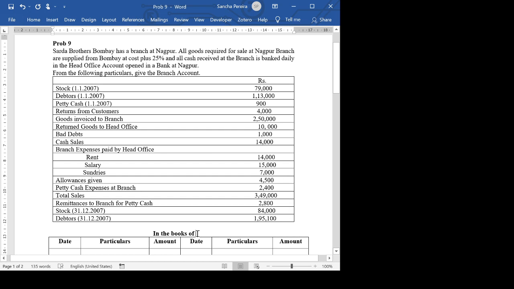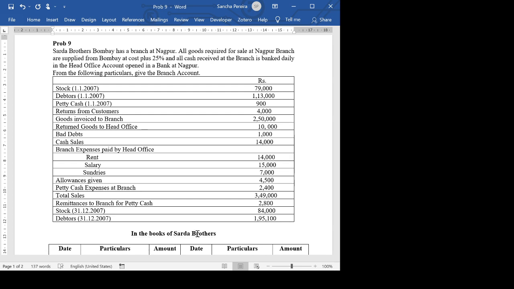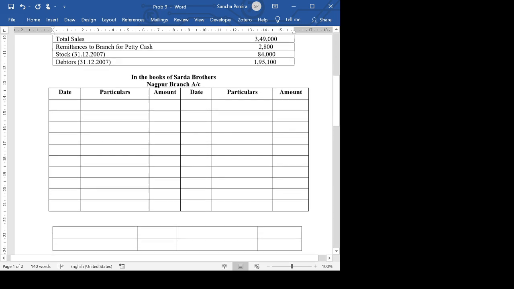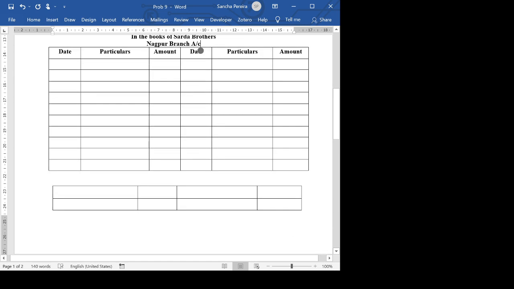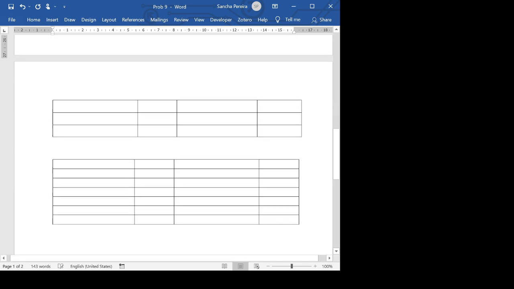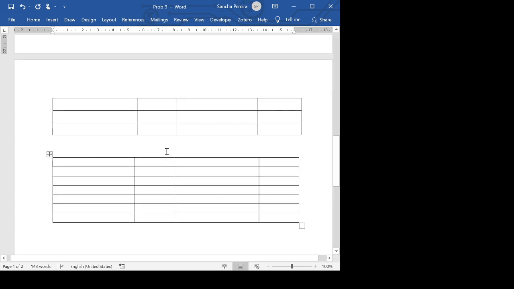In the books of Sardar Brothers, we have the Nagpur branch account. Besides the Nagpur branch account, we also have the branch debtors account, and we also have the branch petty cash.